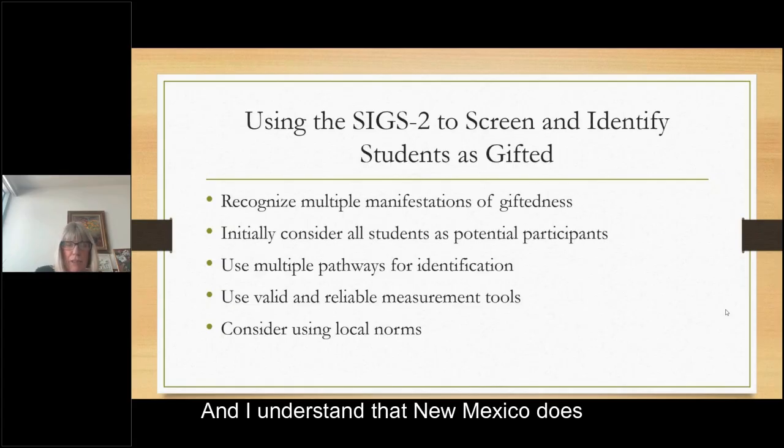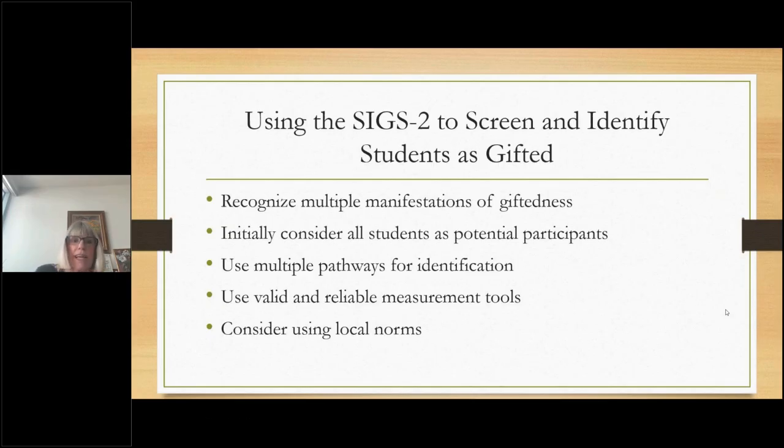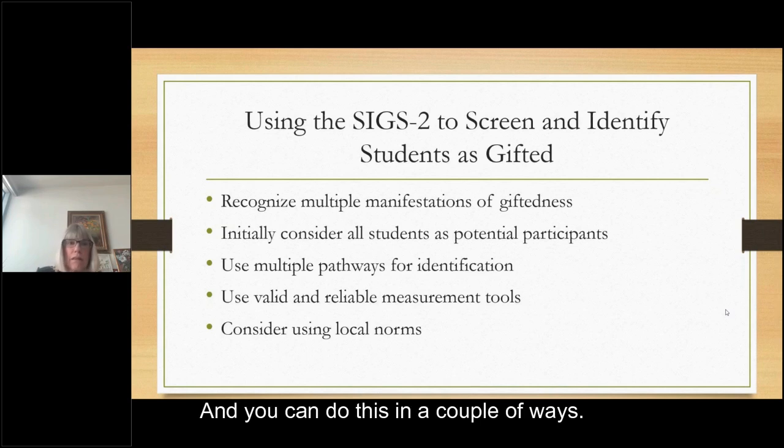And I understand that New Mexico does universally screen students, and I think that's awesome. You're way ahead of the curve. It, of course, just means that you're going to consider all students as potential participants. And you can do this in a couple of ways.